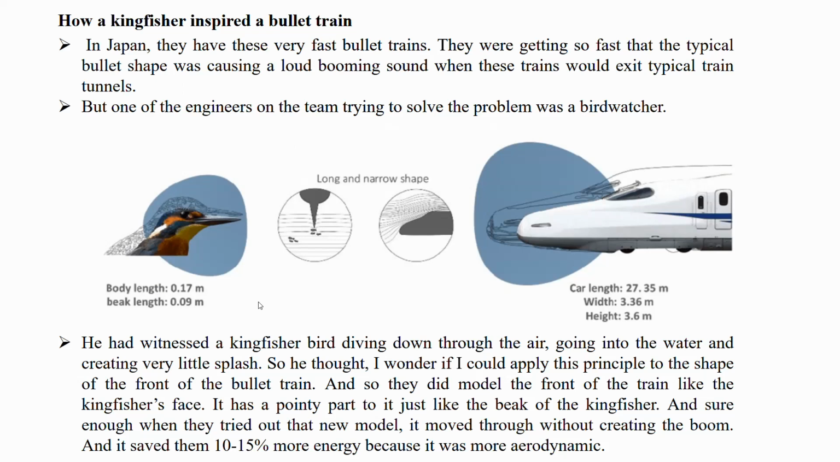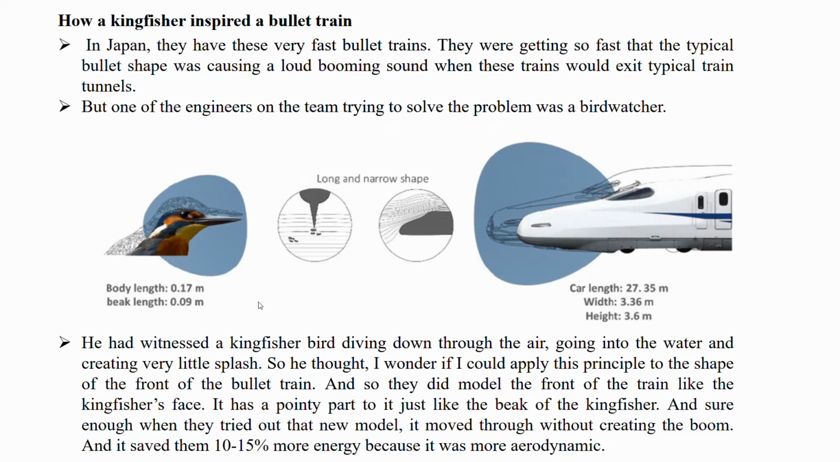watcher. That engineer had witnessed a kingfisher bird diving down through the air, going into the water and creating very little splash. So he thought, I wonder if I could apply this principle to the shape of the front of the bullet train. And so they did. They modeled the front of the train like the kingfisher's face. It has a pointy part to it just like the beak of the kingfisher.